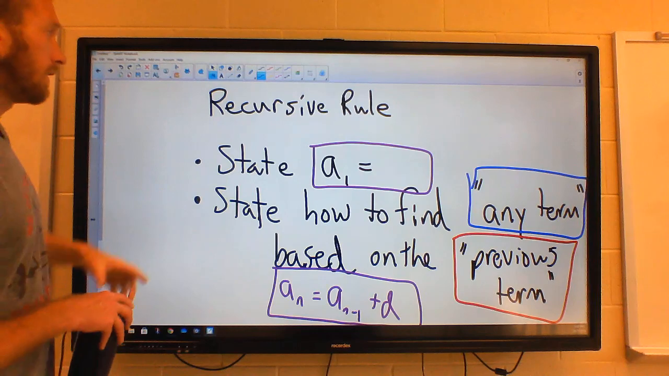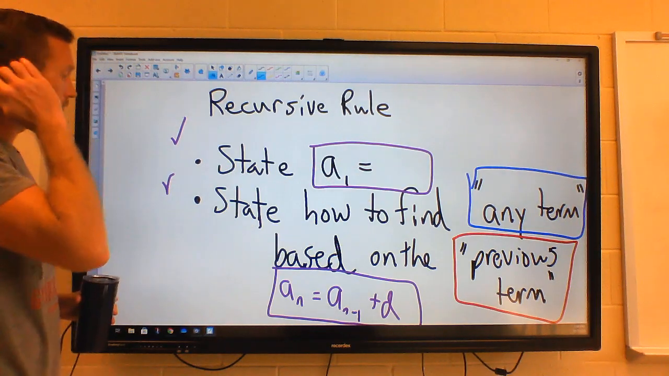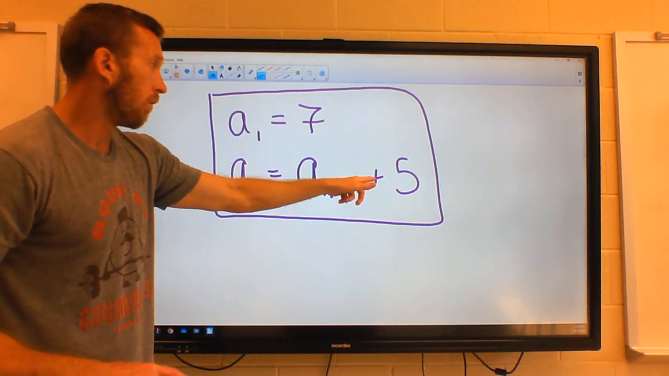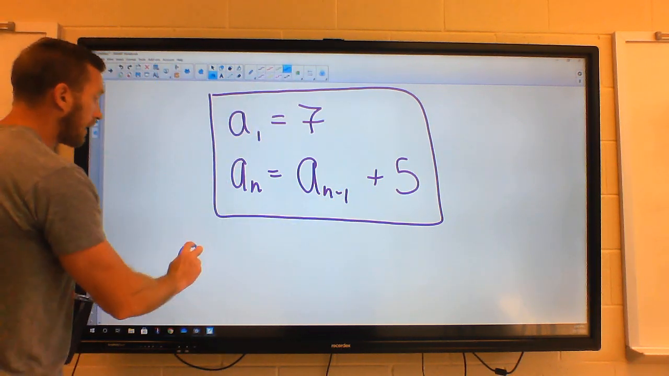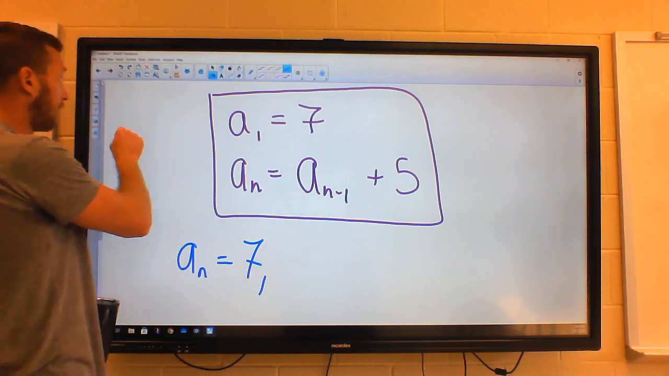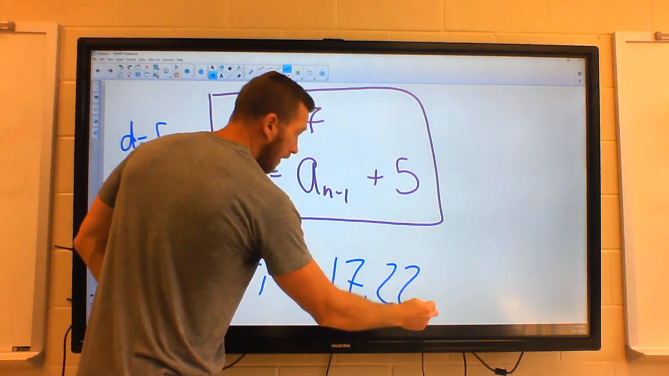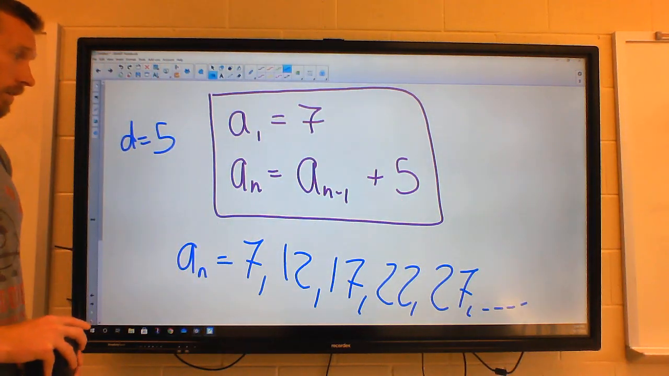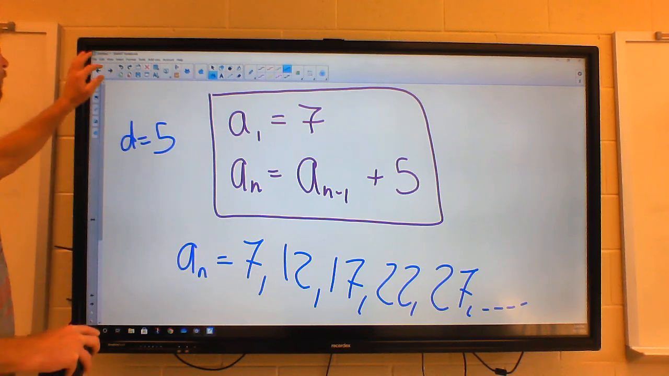So I've done my two things. Stated what A1 is, check. Stated how to find any term based on the previous term, okay? Any term is 5 more than the previous term. Now we know what the common difference is. So from this information, I could actually list out the entire sequence. I know what the first term is, and I know what the common difference is. It's 5. So I'm just adding 5, add 5, add 5, add 5, etc. Okay? Boom. From the rule, you can create the sequence. From the sequence, you should be able to create the rule.